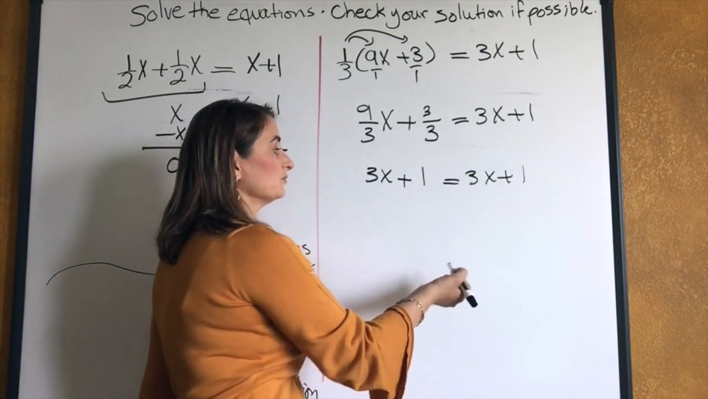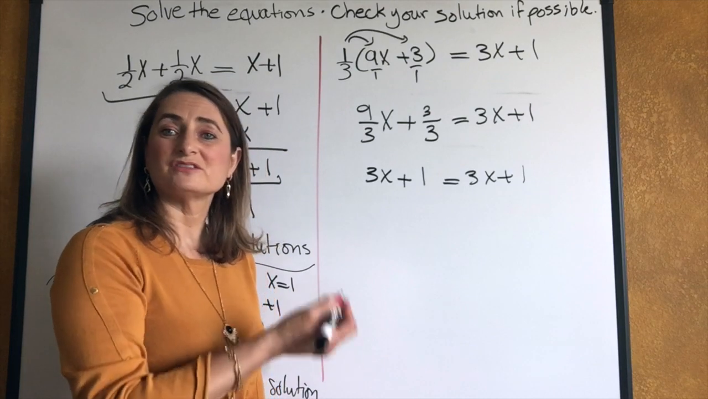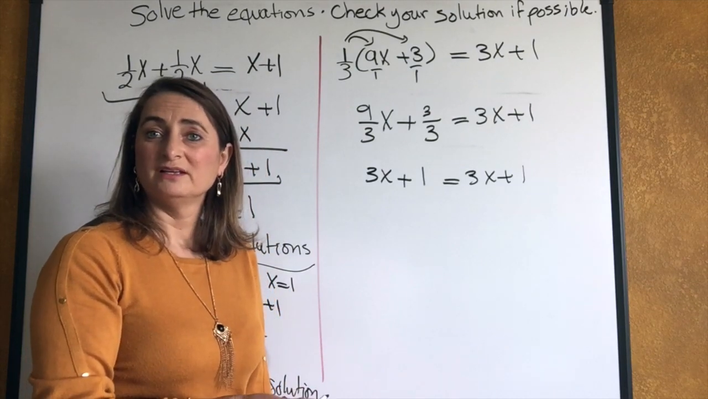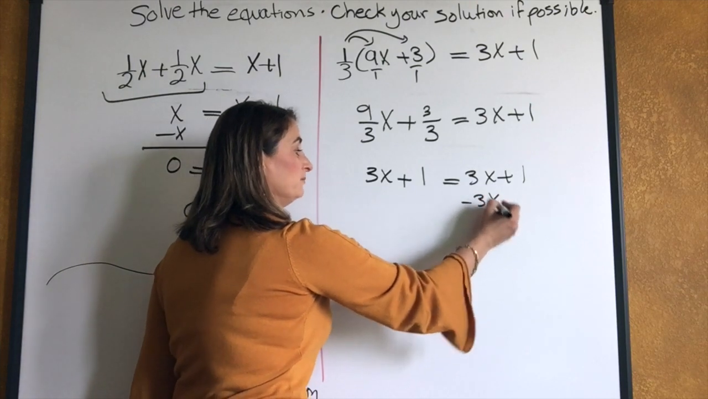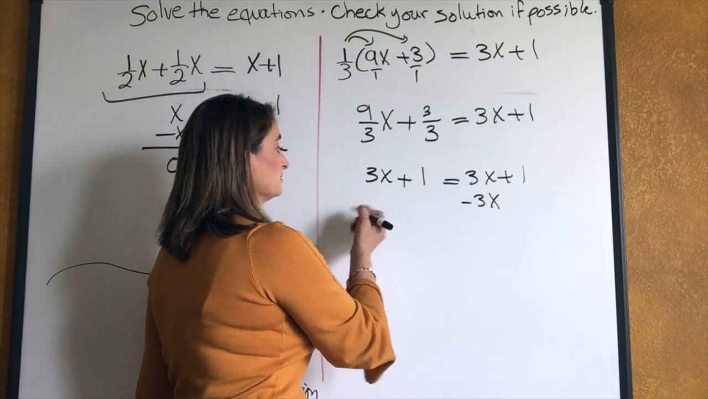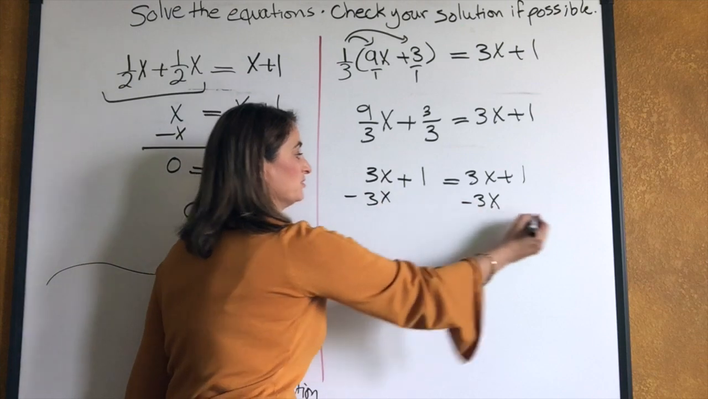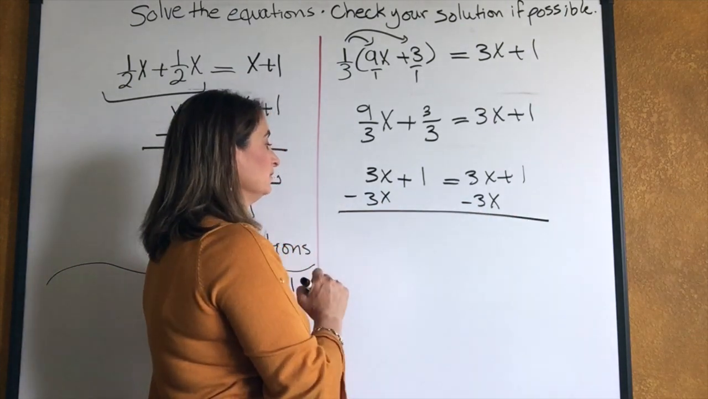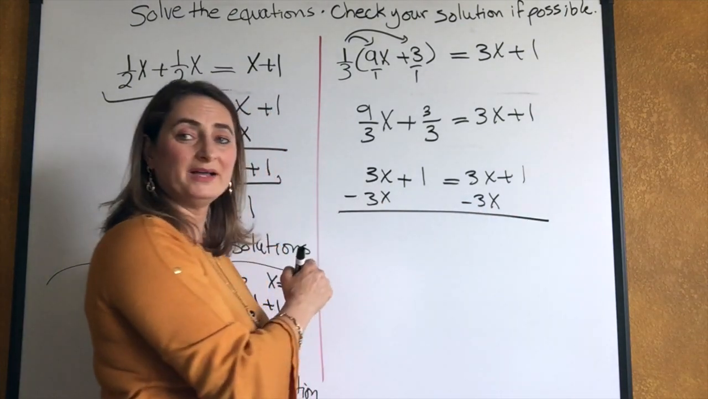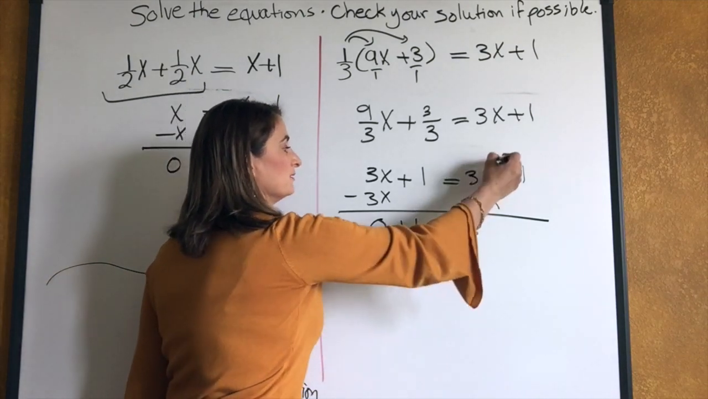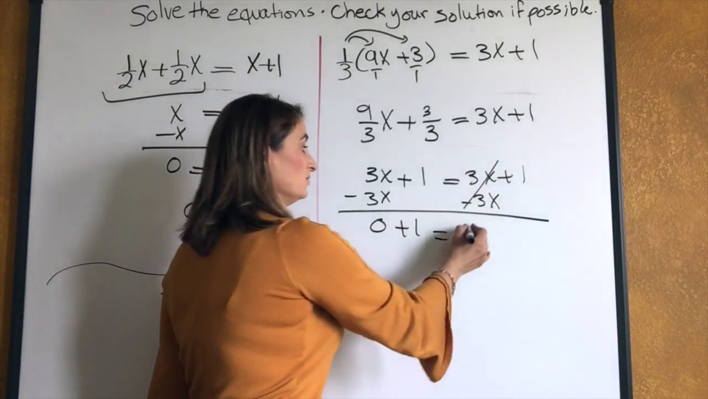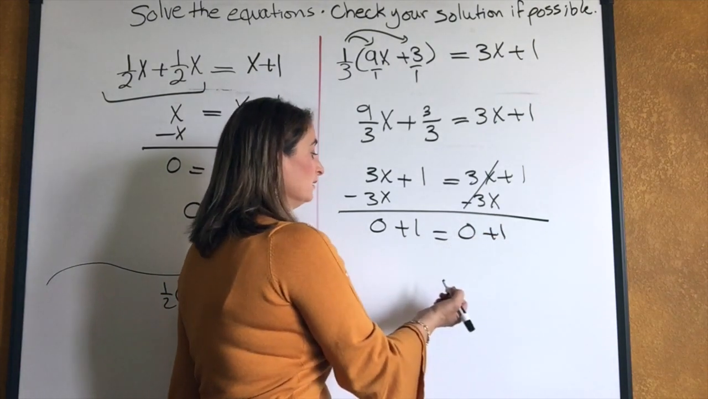Now collect the variables. Which one is the least coefficient? They both have 3, so subtract one of them. Subtract 3, make sure the whole term is subtracted. Subtract 3x, not just the 3. And bring your answers down. 3x minus 3x is 0, plus 1 equals 3x minus 3x is also 0, plus 1.